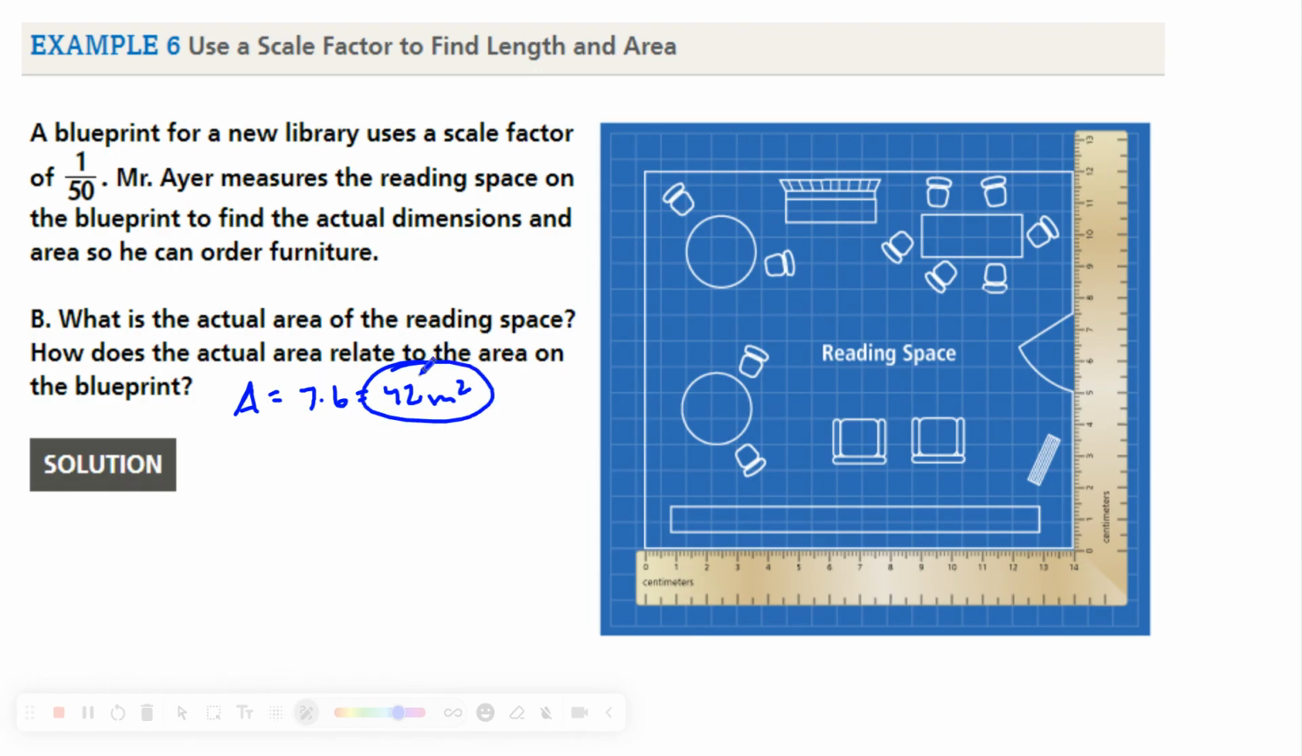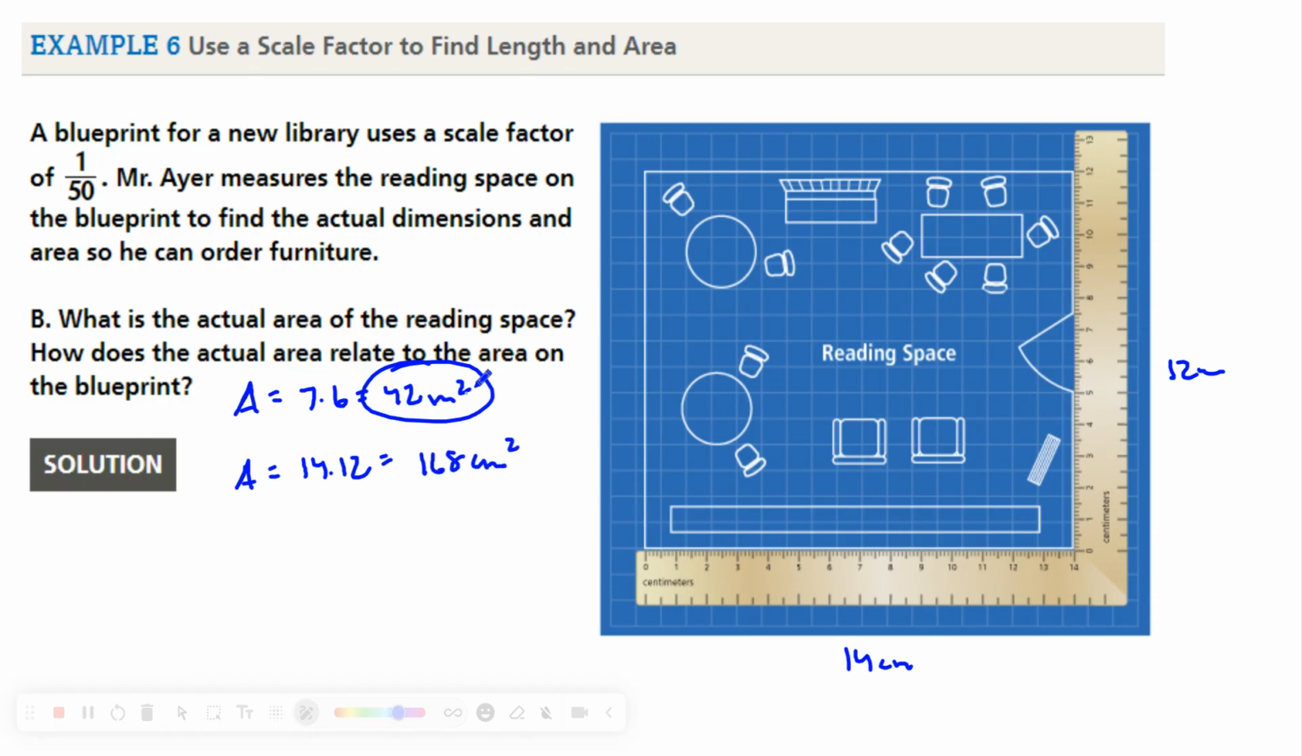Now, it says, how does the actual area relate to the area on the blueprint? Well, let's look at the area on the blueprint. Again, this was 14 centimeters by 12 centimeters. So 14 times 12 gives us, let me use the calculator real fast, 168. But that is in centimeters squared.